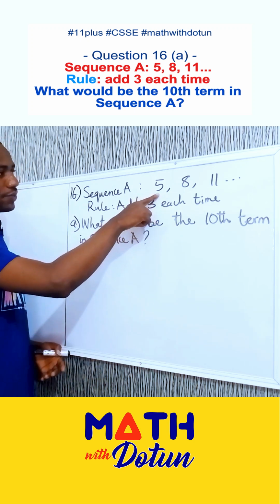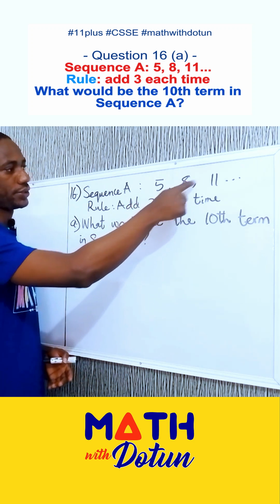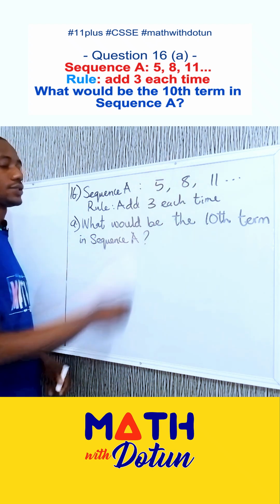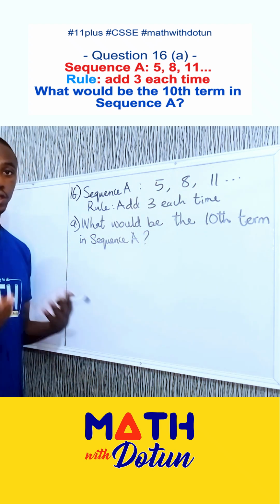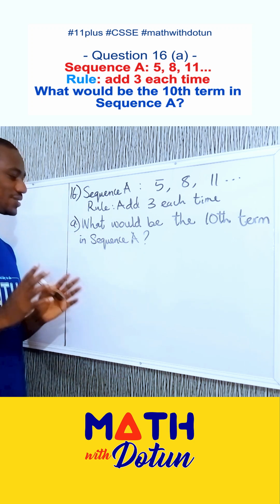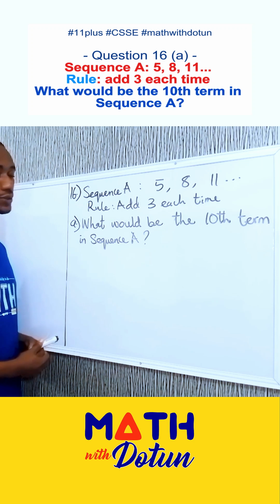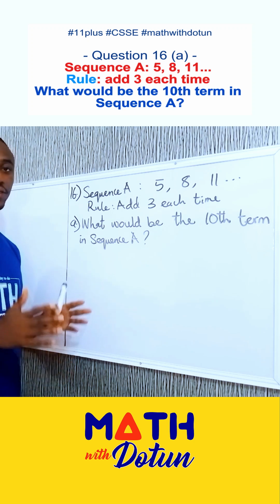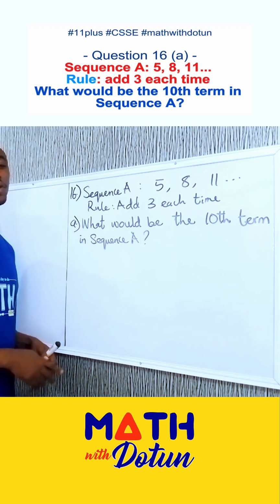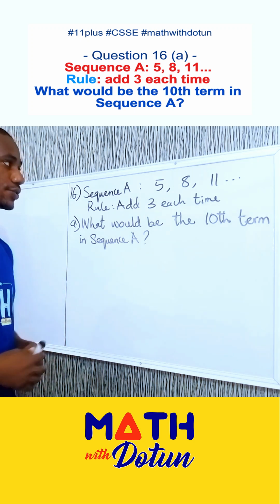So that means this is 5 plus 3, 8, plus 3, 11. So the first term, second term, and the third term, and it continues like that. In this question, we're asked, what would be the 10th term in the sequence? You could just continue adding 3, but you have to do it as fast as possible.